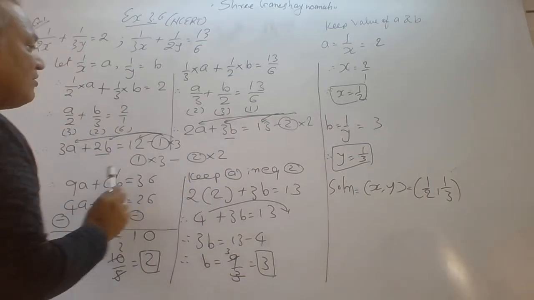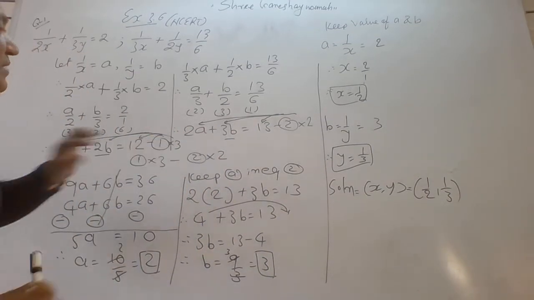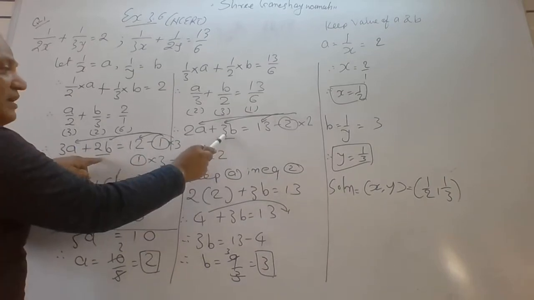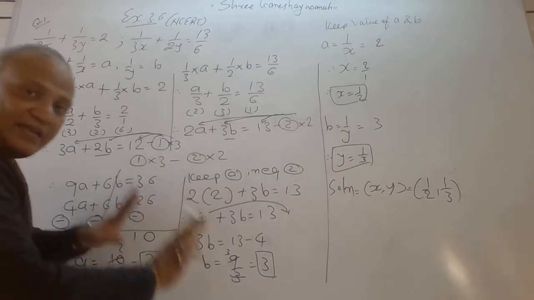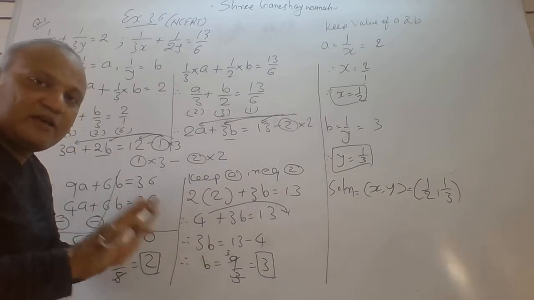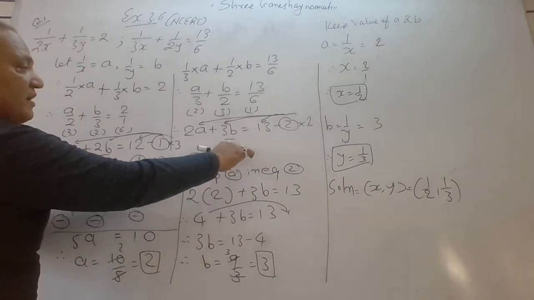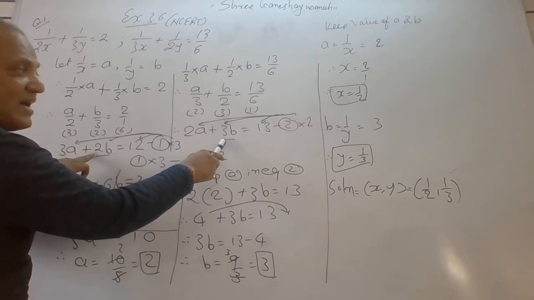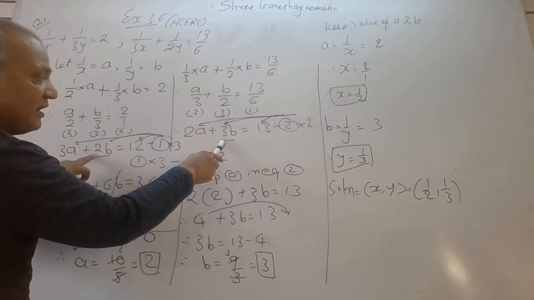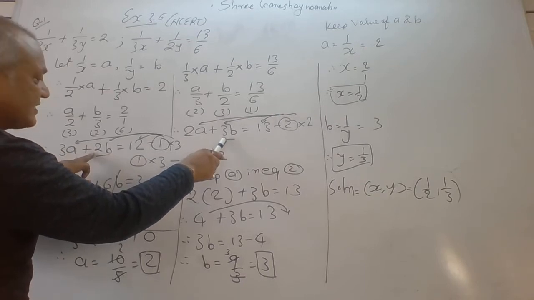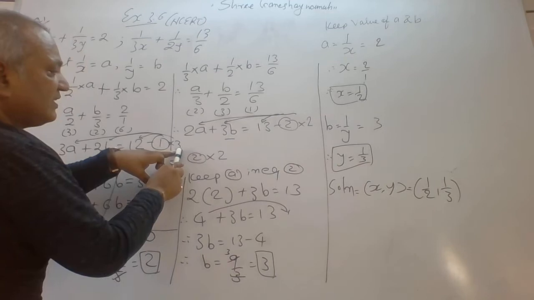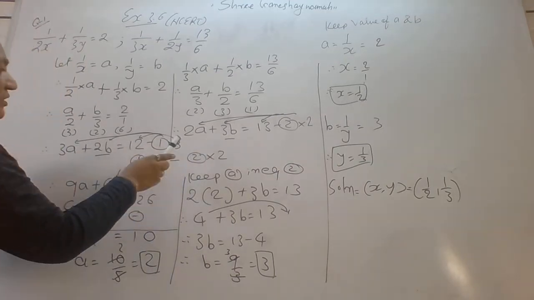Now we have to eliminate either a or b. In the equations here 3a, here 2a, here 2b, here 3b. We can eliminate any, but we consider b. If we want to eliminate b, the coefficients must be equal. If they are not equal, then we have to take the LCM. So the LCM of 2 and 3 is 6. So 2 3s are 6, 3 2s are 6. So with these 3, we have to multiply all the terms.